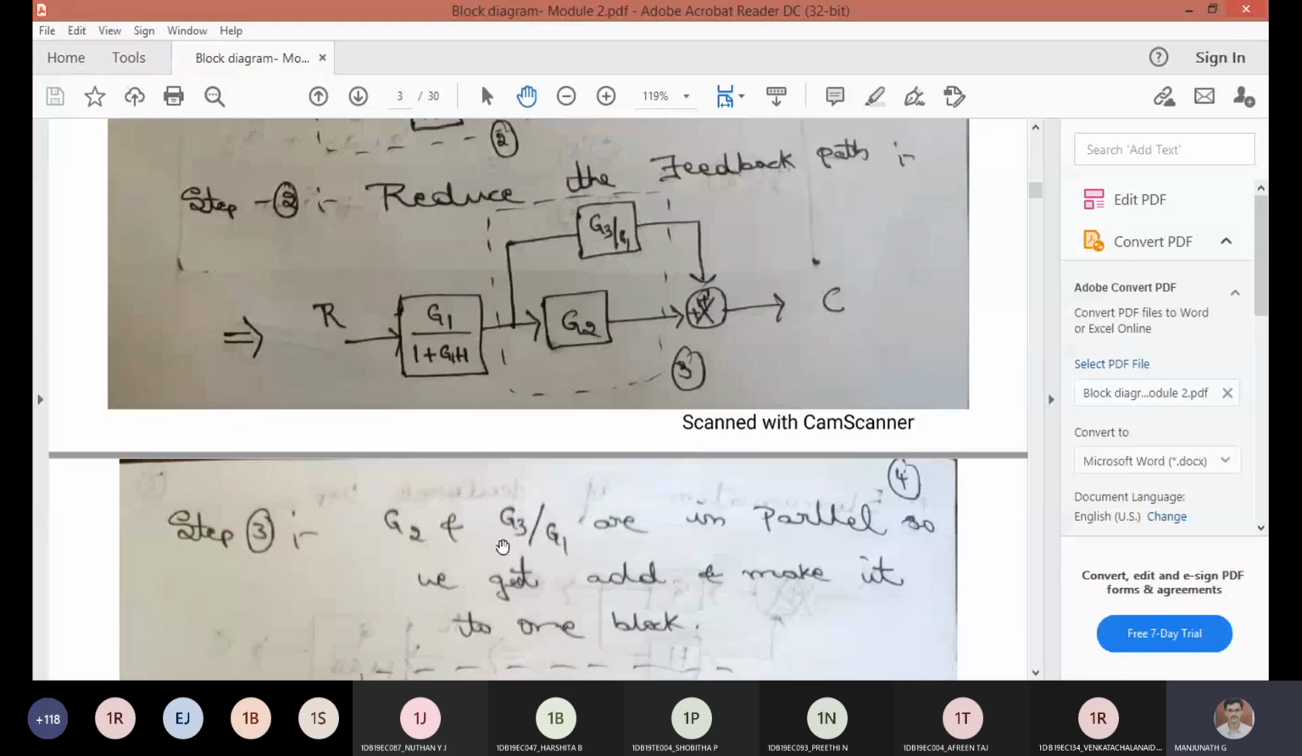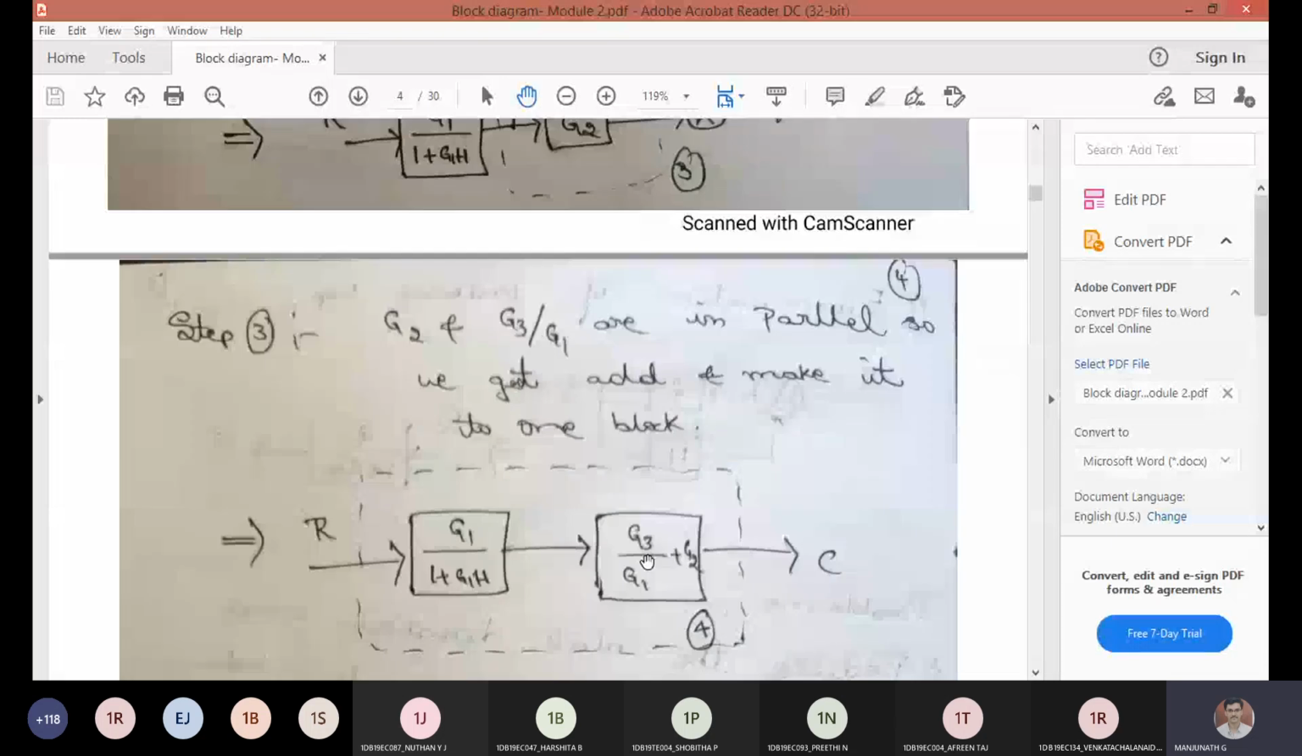So now step number 3, you can see the number is also written. A statement has been written: G2 and the combination of this are in parallel. So we can add them to make one single block. What is the answer for this now? It becomes G2 plus G3 divided by G1. Sorry, that is wrong. Is it how it looks? Am I clear to everyone?